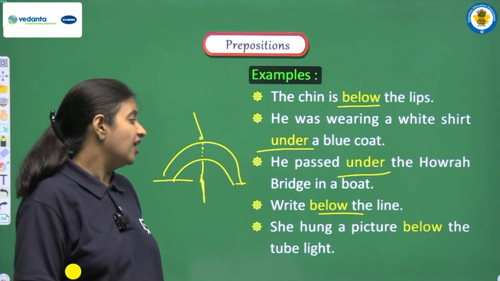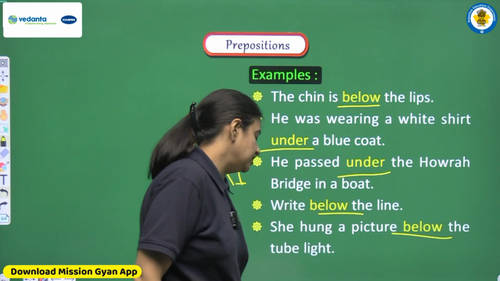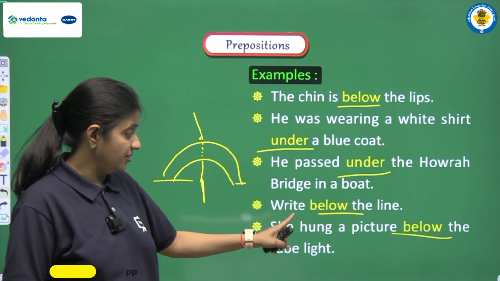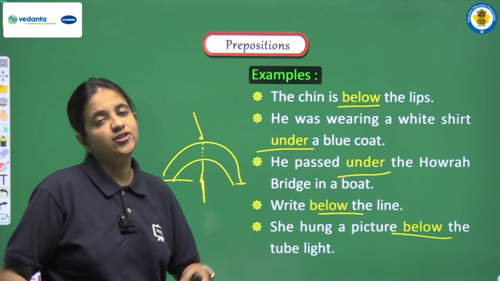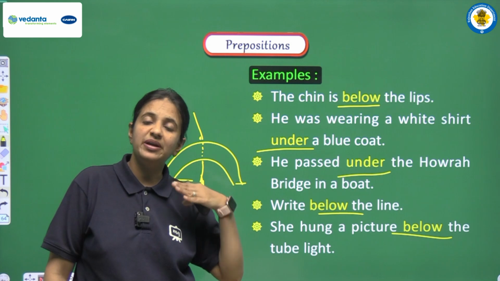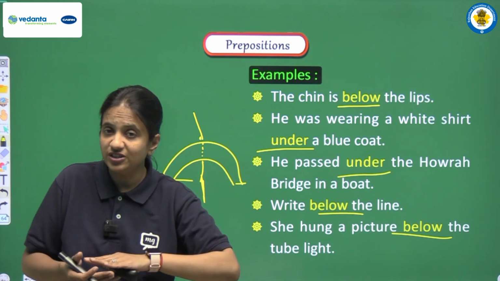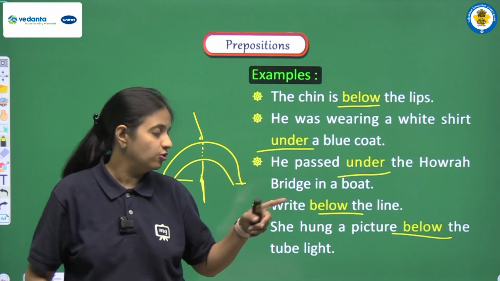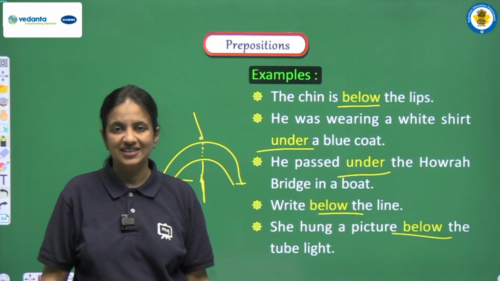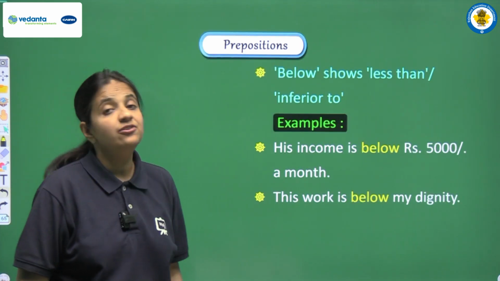Next is, she hung a picture below the tube light. So here again we are showing the position, and we are saying that she hung a picture where? Below the tube light. So there was one tube light on the wall, and below the tube light she hung the picture. So we are showing the position that the picture had a lower position comparatively to the tube light. So you know, to show the position we are using below here in this sentence. Clear? Below shows less than and inferior to.